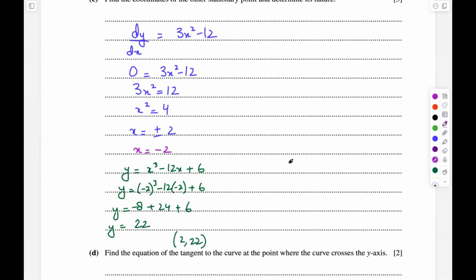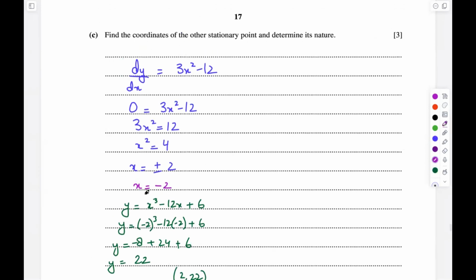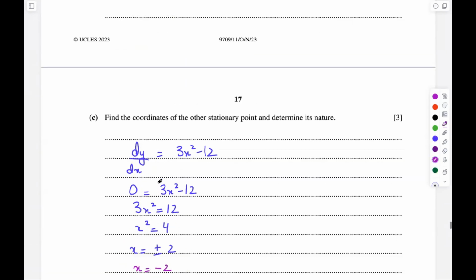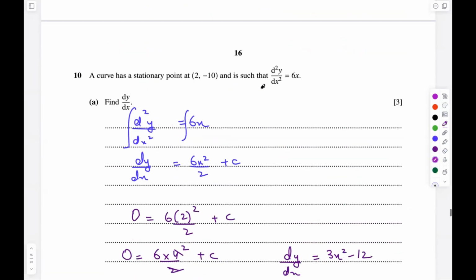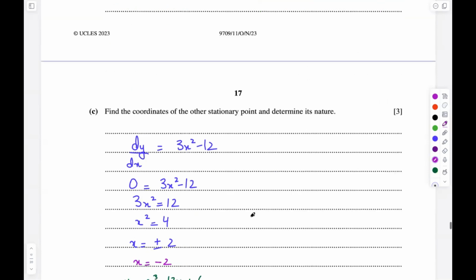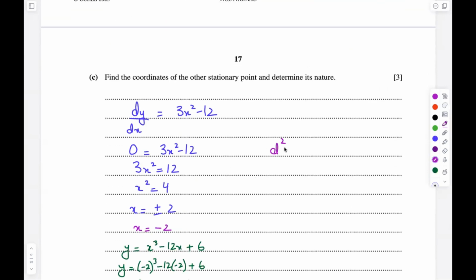And to find the nature of the stationary point, we'll substitute this x value into the double derivative, d²y/dx², which was 6x. Substituting -2, this will give us a negative answer. So as d²y/dx² is less than 0, it means it will be a maximum point.